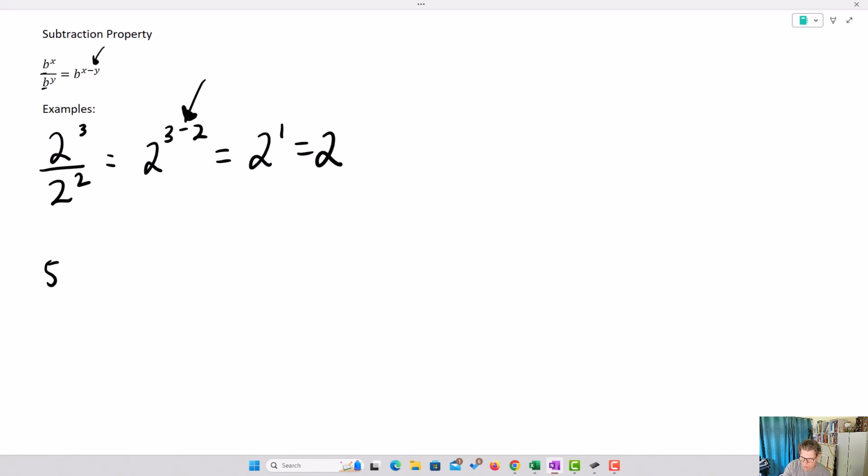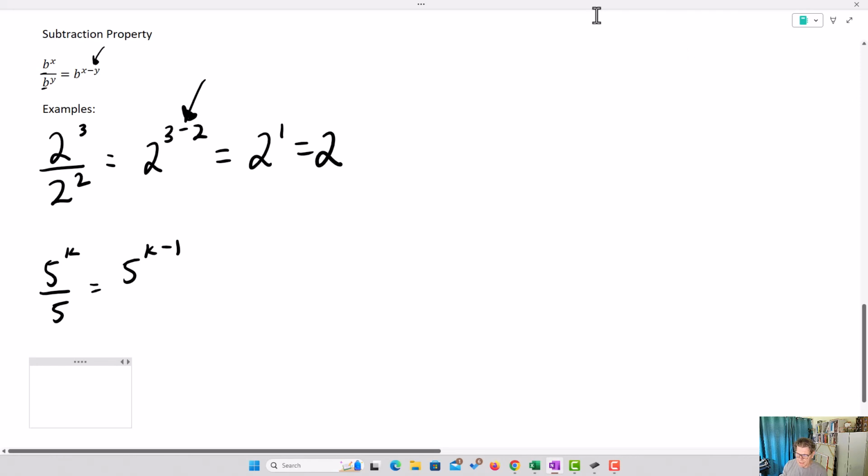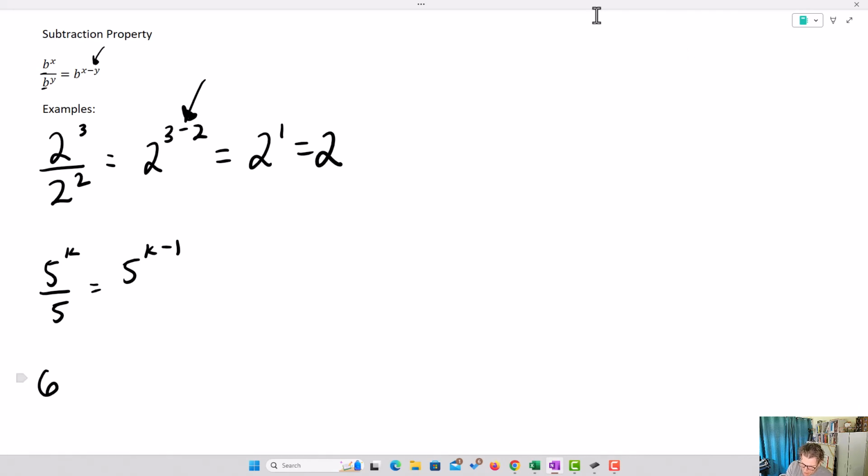Let's take, for example, 5 to the k over 5. Now 5 is just 5 to the 1, so this is going to be 5 to the k minus 1. Let's say that what we have is 6 to the n over 216.